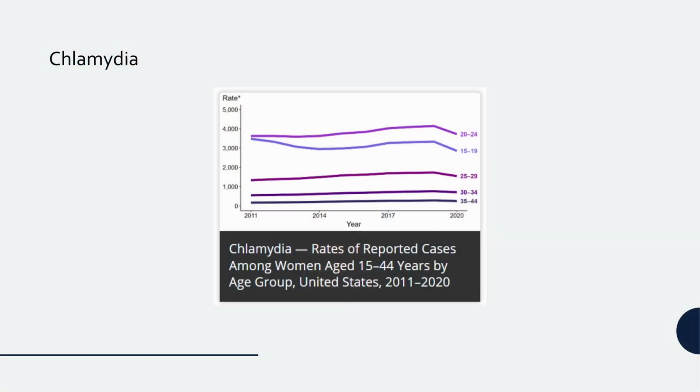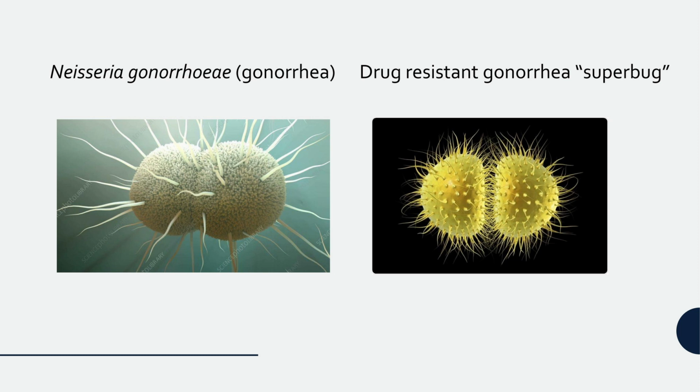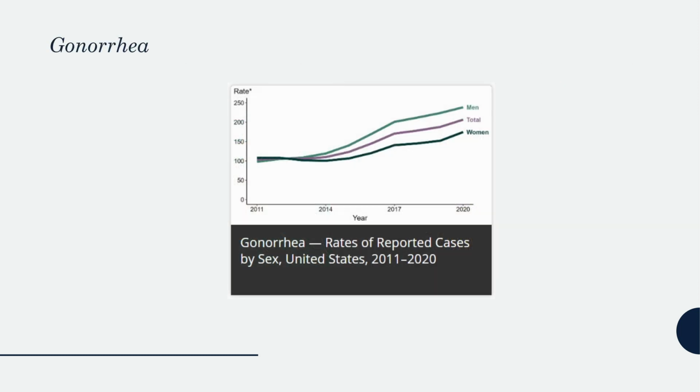So chlamydia, the rates amongst women, 15 to 44 by age group, and this is from 2011 to 2020, and you do see them generally going down. And a lot of that is believed to be because of primary intervention, which I will talk about soon. Gonorrhea. So this deals with the original, if you will, bug and the superbug, the drug-resistant gonorrhea. Cases of gonorrhea have increased over the last several years, and you see it specifically going up since a low in 2009.